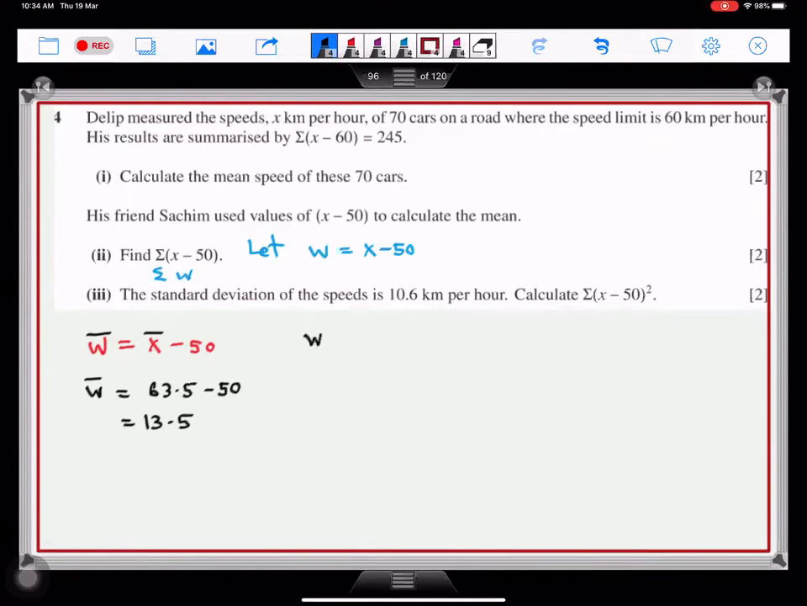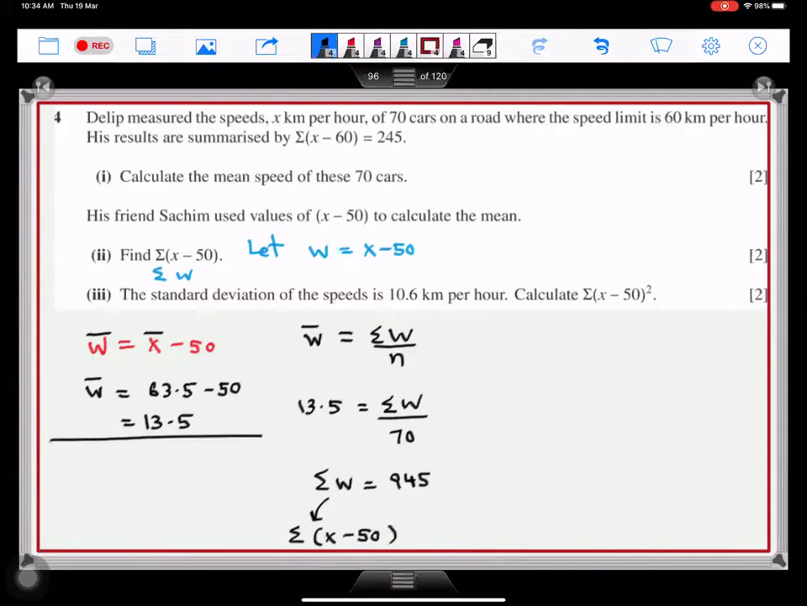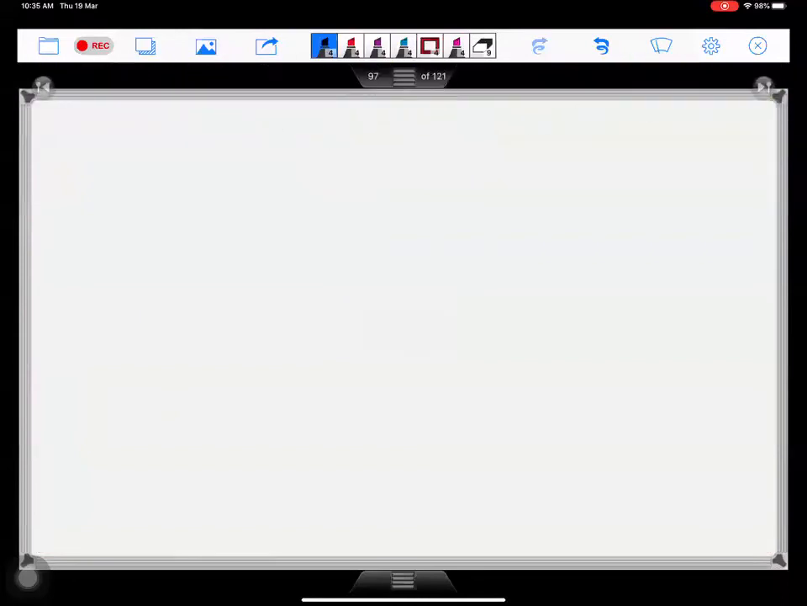Now I can say w bar is sigma w over n. Therefore, w bar is 13.5. Sigma w is what we are looking for, what they are asking. N is how much? N is 70. So therefore, 70 multiplied by 13.5, that comes out to be 945. So sigma w is 945. And sigma w is, in fact, sigma x minus 50. You can already state it at the beginning, that sigma x minus 50 is sigma w. That is the second part. Now, let's move on. Let's move to the last part.